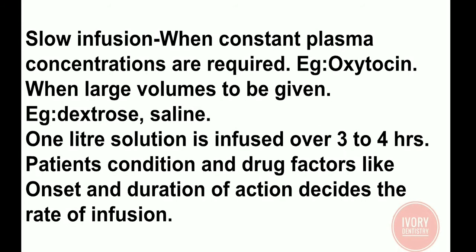Slow infusion. When constant plasma concentrations are required, this slow infusion is used. Example, oxytocin. When large volumes are to be given, this slow infusion is used. Example, dextrose saline. 1 liter of solution is infused over 3 to 4 hours. Patient condition and drug factors like onset and duration of action decide the rate of infusion.